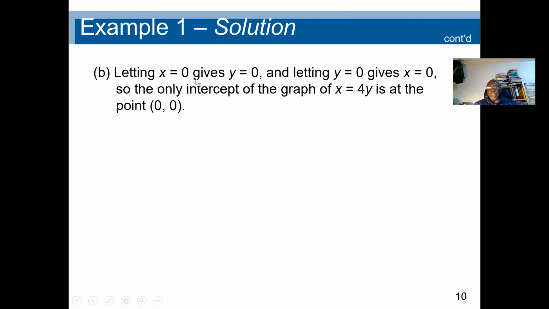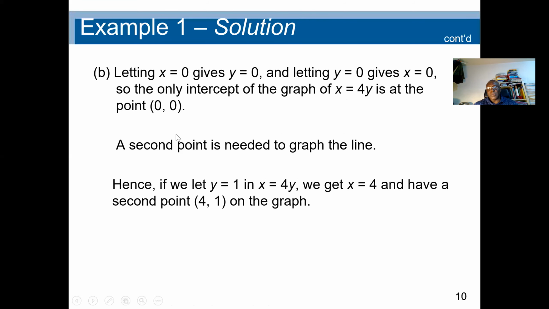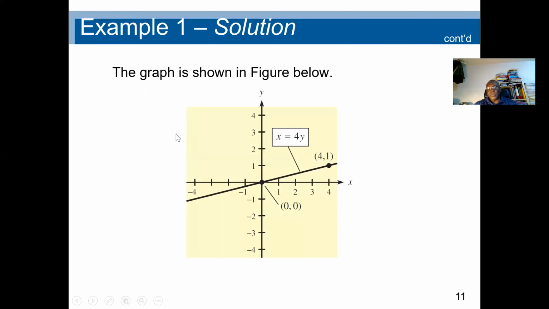As we said earlier, for B, both x and y will be 0. Why? Because x equal to 4y. If x is 0, we get 0 equal to 4y. 4 will cross the equal sign, is going to divide. So 0 divided by 4 is 0. The other way, if y equal to 0, 4 times y also is 0. So both x and y are 0. So we get the point 0, 0. So this is the plot. We can see that again, our first x equal to 0, y equal to 0.